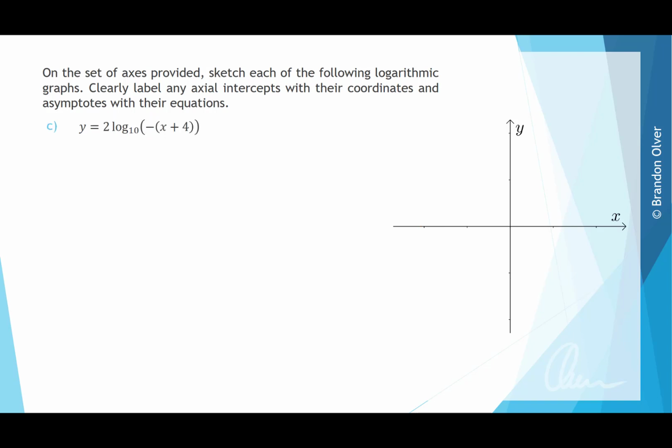For part C, we want to sketch the graph of y equals 2 times log 10 of negative x plus 4. So the first thing we're going to do is consider the transformations that would have occurred to y equals log 10 of x to produce this graph. So the first thing that's happened is a dilation by a factor of 2 from the x-axis, and that's because of the 2 that's multiplying the log 10. Next, there's a reflection over the y-axis, and that's because of the negative inside the log.